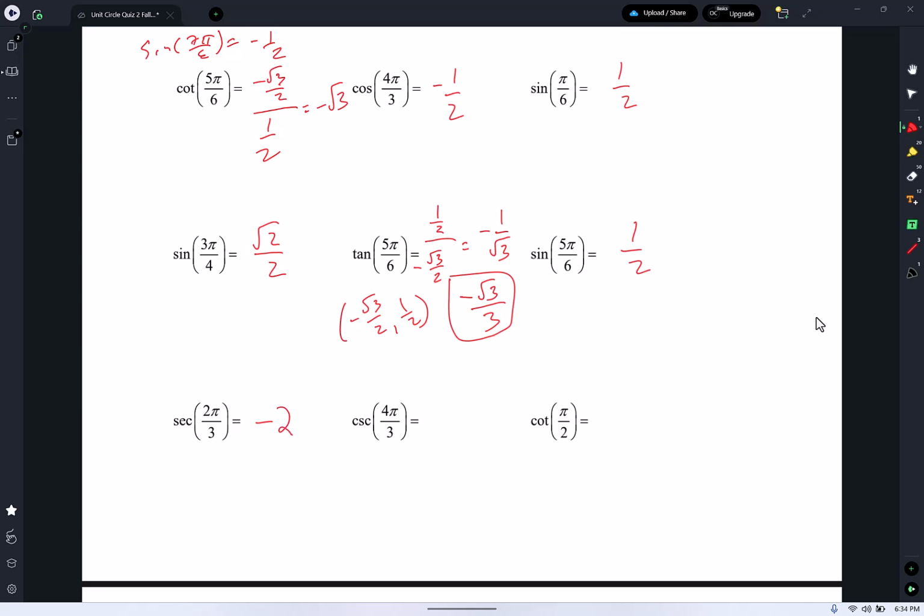Cosecant of 4 pi over 3. At 4 pi over 3, that's quadrant 3, guys. You're going to have a negative 1/2, negative square root of 3 over 2. This is the reciprocal of sine. So a negative 2 over square root of 3 or negative 2 square root of 3 over 3. Both are the same.